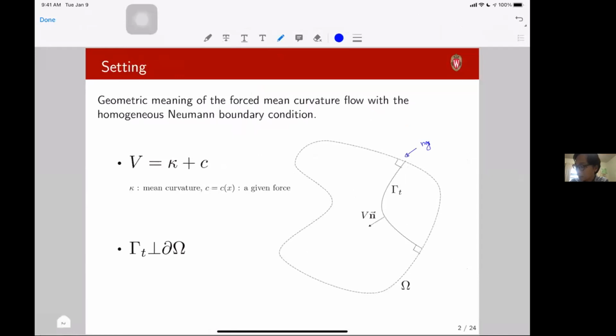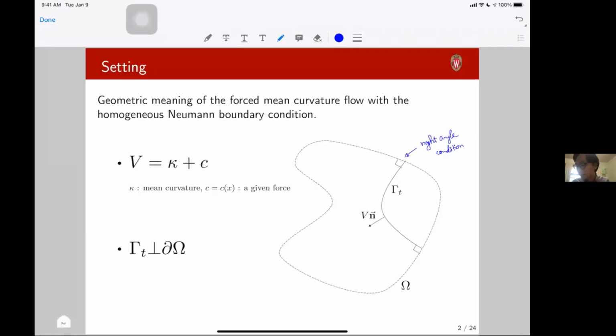This is like in Professor Giga's talk. There were also the right angle conditions. This is just a 2D picture, but whenever we have a surface, if it intersects with the boundary, it intersects in the perpendicular way, and then inside of the domain omega, the surface is being controlled by a forced mean curvature.